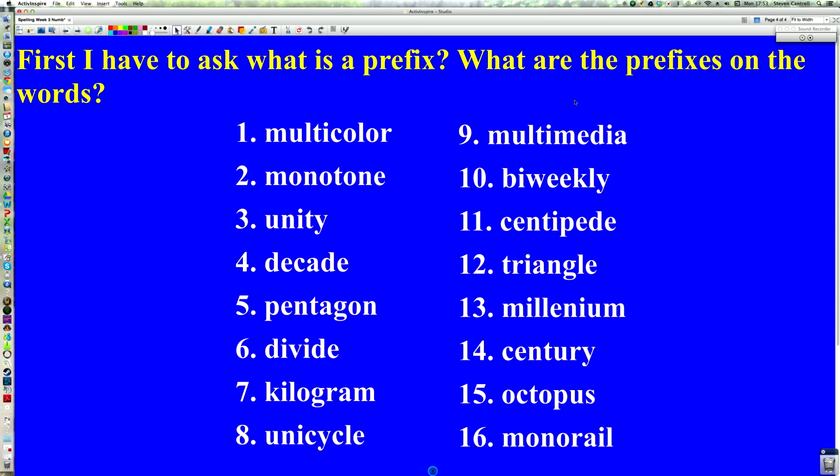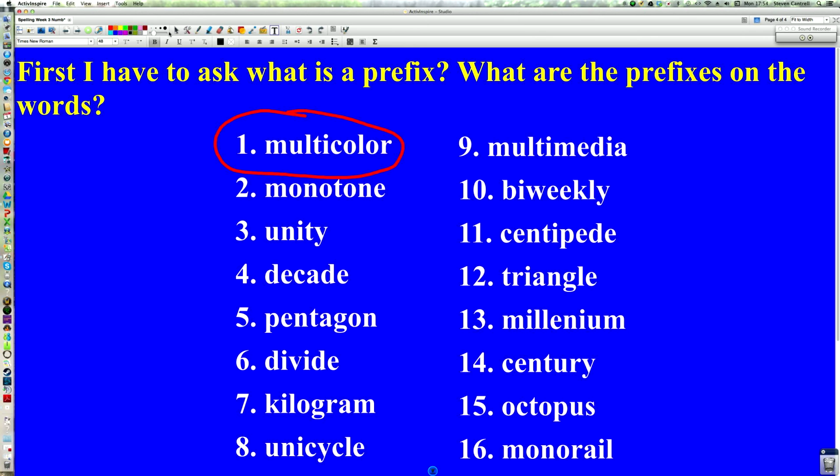And what are the prefixes on these words? If I look at any one of these words, all of these have a prefix. So let's just look at number 1 here. It obviously has some sort of prefix, and so what is a prefix? Anybody? Anybody at all? Okay, so let me just type this in here real quick.